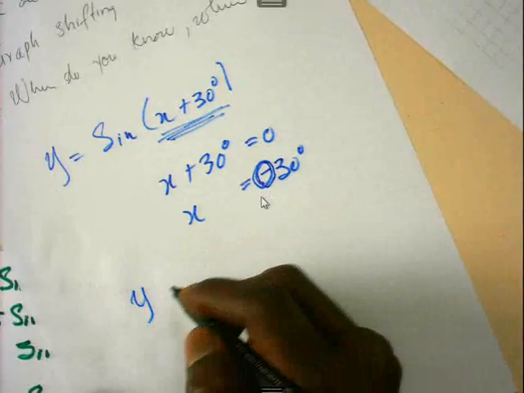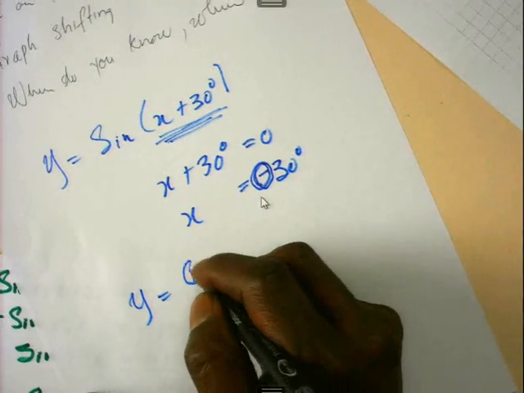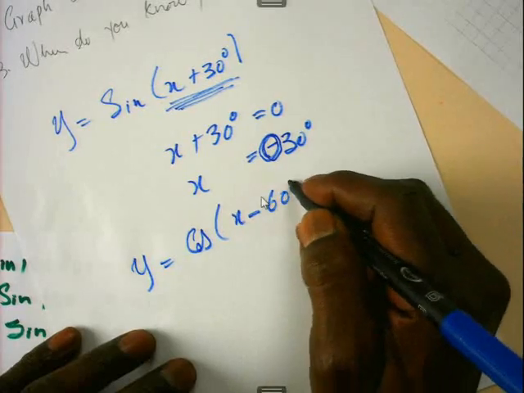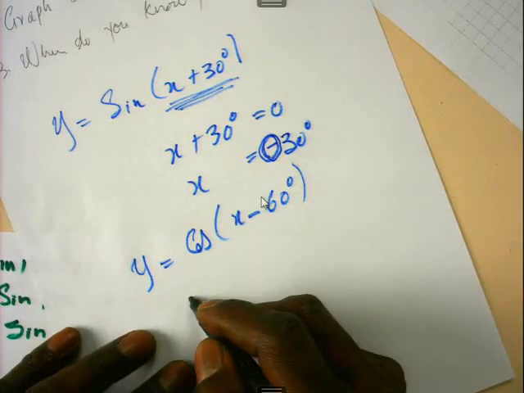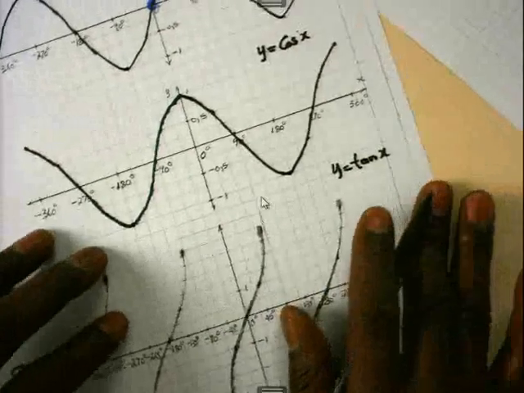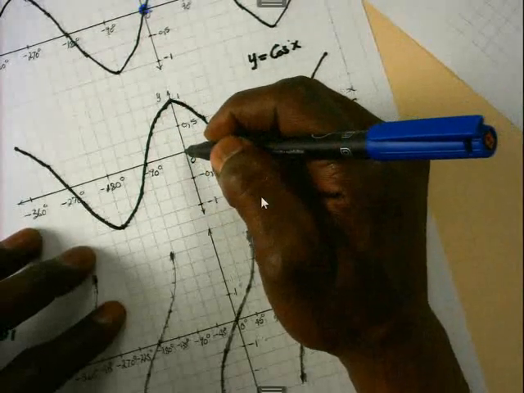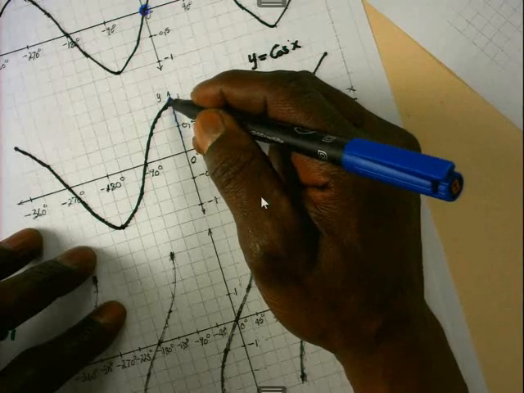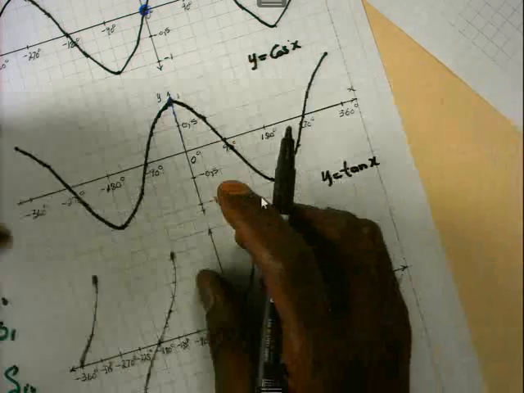Suppose we are having y equals cosine of x minus 60 degrees. We want to draw that graph. When we draw that graph, we look at our mother function, the graph of cosine. We are actually tracing this point, 0 degrees is to 1. What will happen to that point?